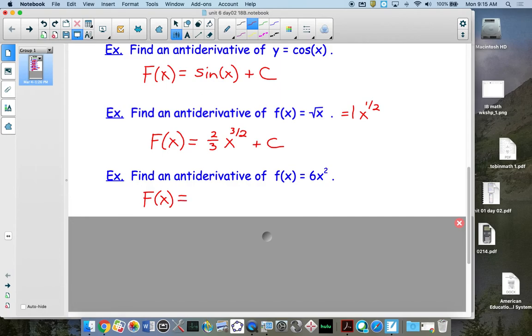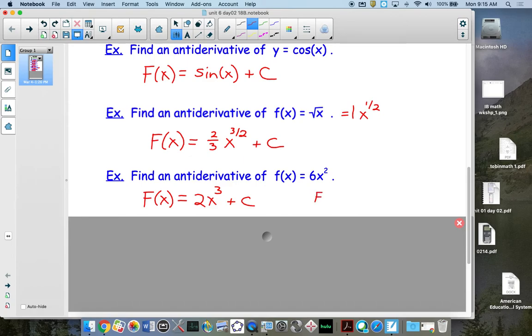Alright, so just focus on the exponent, x to the 2nd. So I know it has to be x to the 3rd. Now, when I take the derivative of x to the 3rd, I get 3x squared. This one is 6x squared. Well, if I have a 2 in front here, now when I take the derivative, it'll be 2 times 3 times x squared, and that gives me 6x squared plus c.